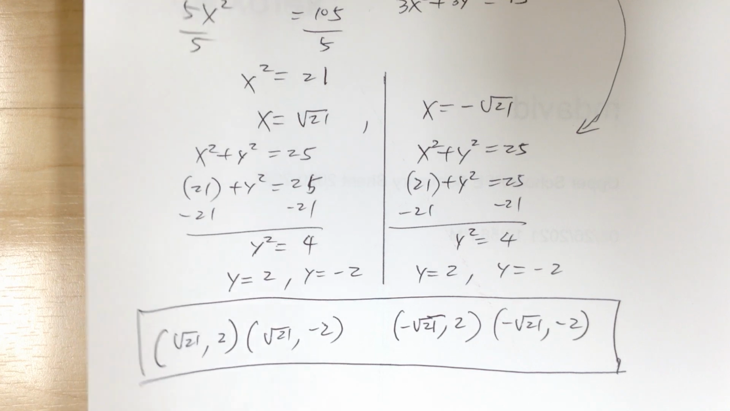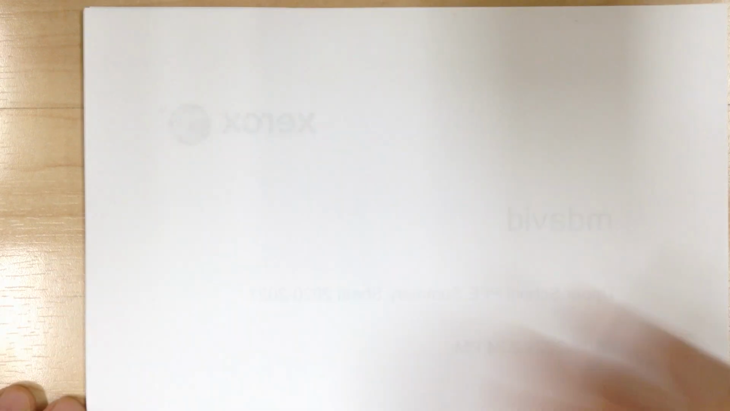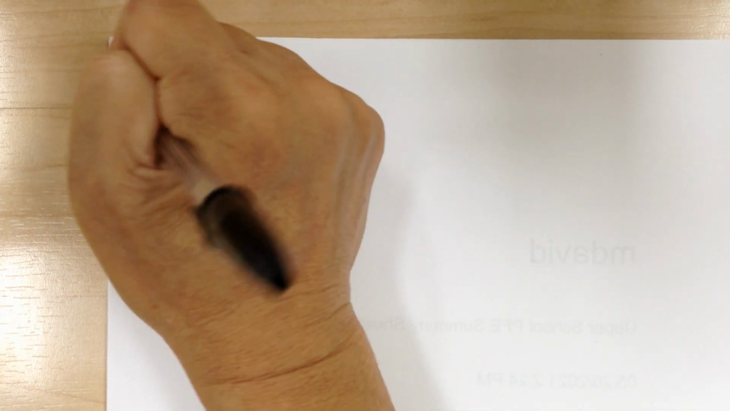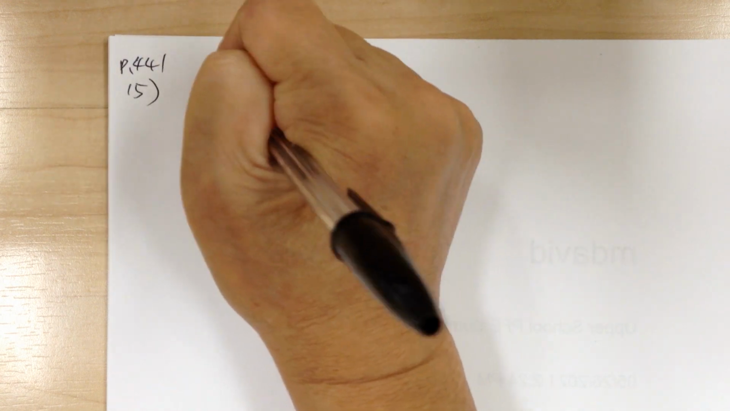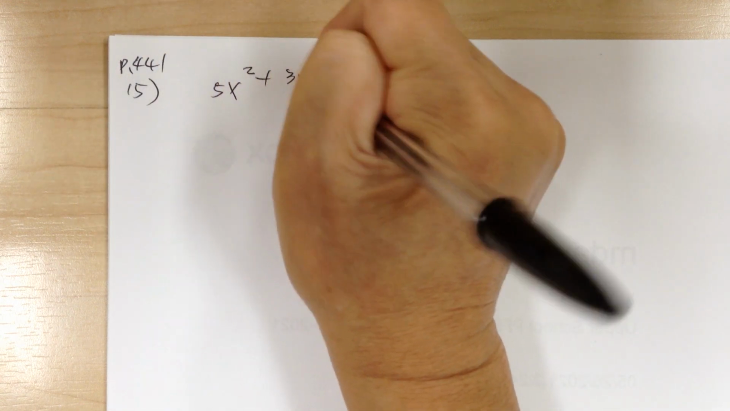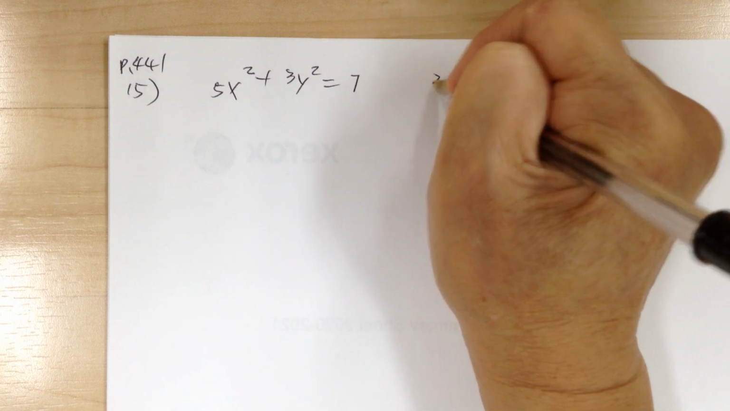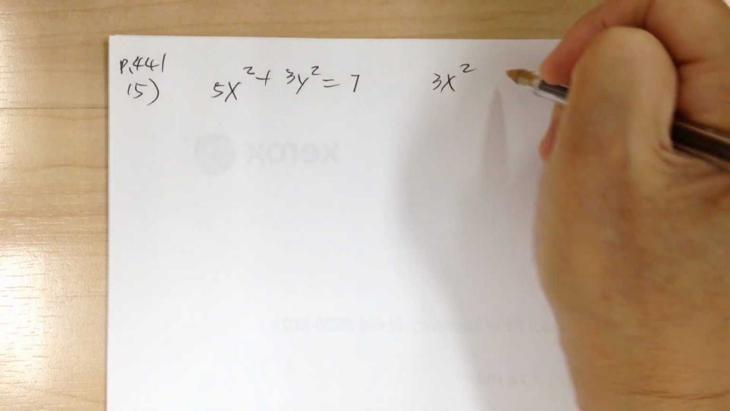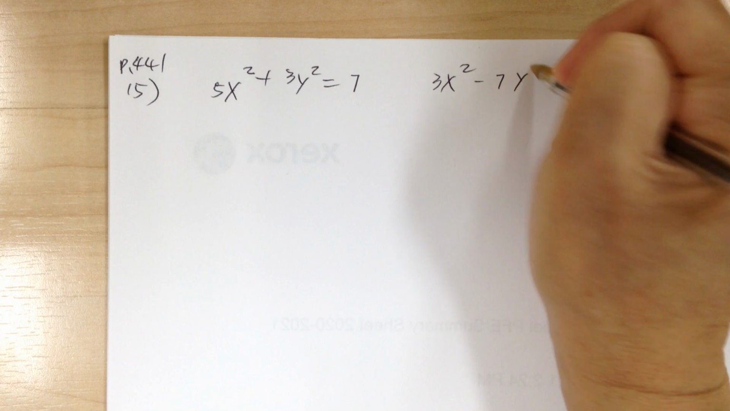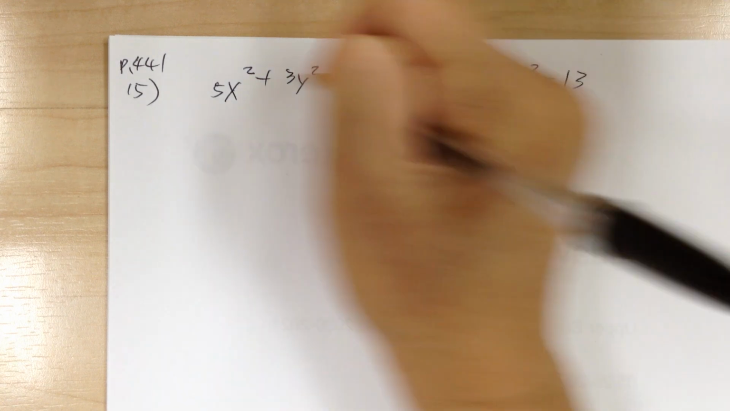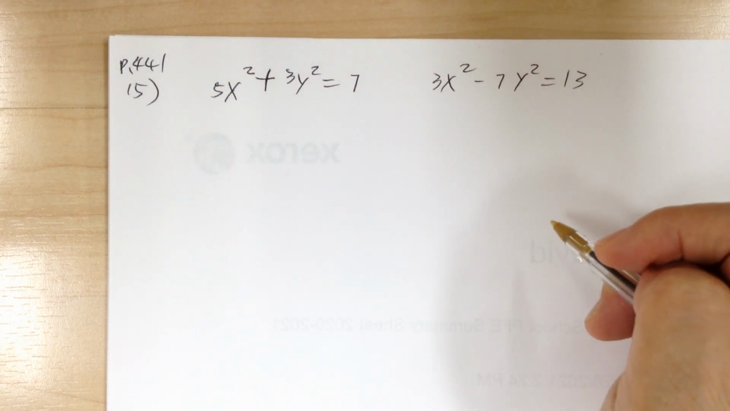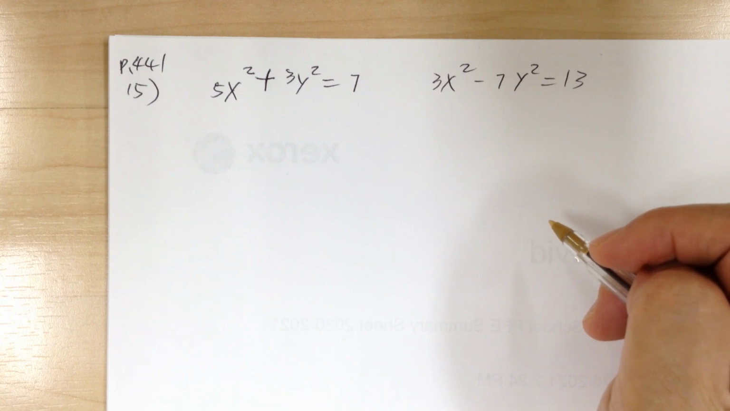Okay, let's go to number 15. Okay, I got 5x squared plus 3y squared equal to 7. And I got 3x squared minus 7y squared equal to 13. Okay. So this is not a very nice equation, but you just have to work with it.